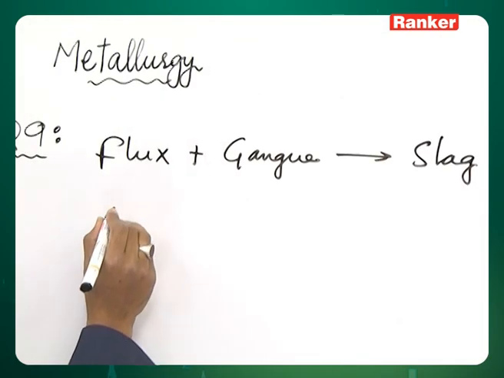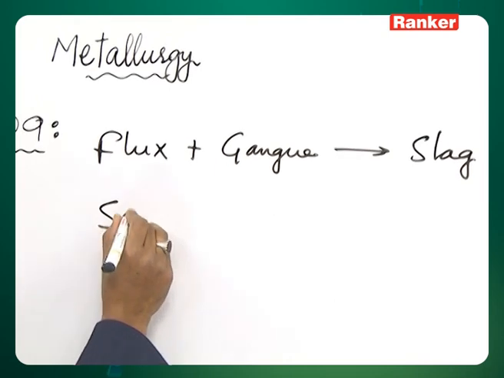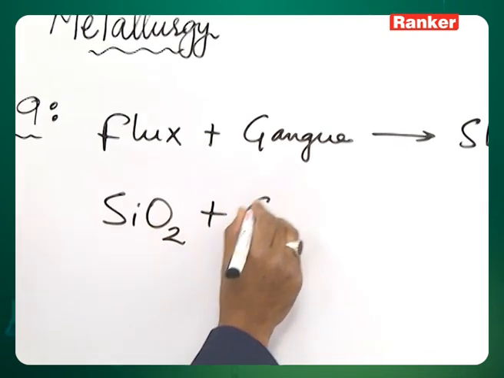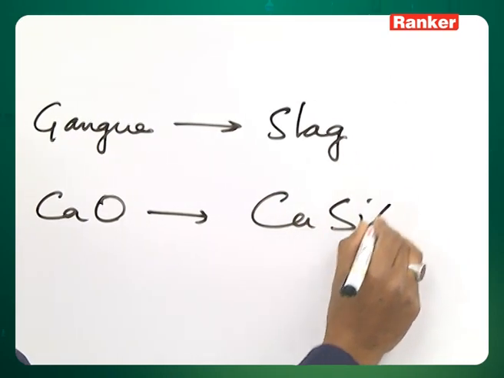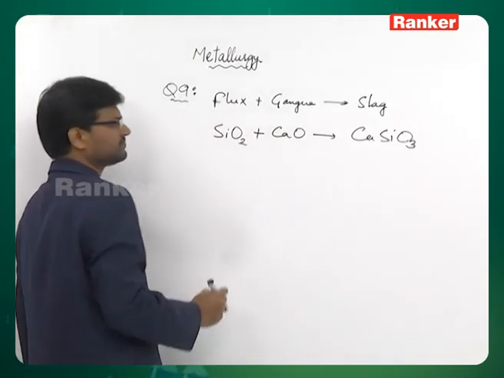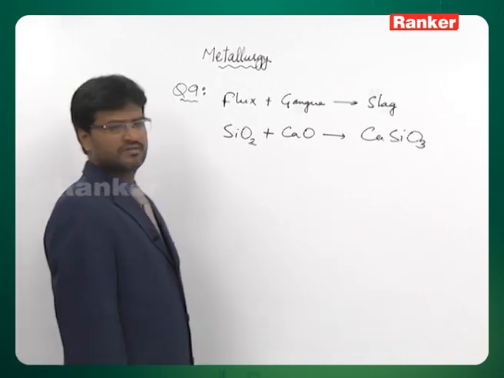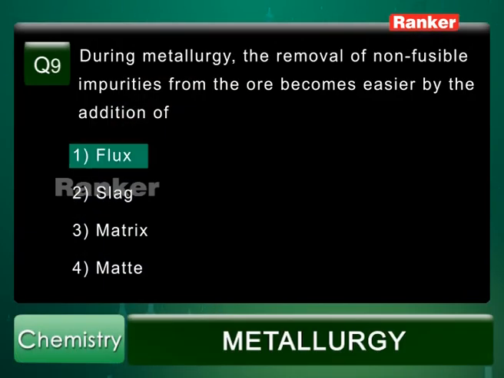For example, SiO2 is added as a flux if the gangue is calcium oxide, and you get calcium silicate as slag. So the correct answer is therefore first option, flux. Flux is a substance which removes gangue from the ore.